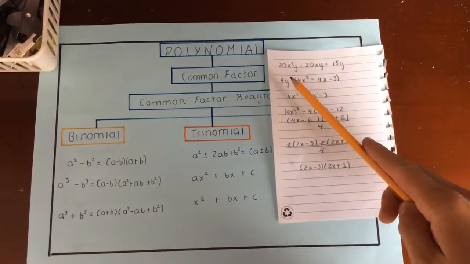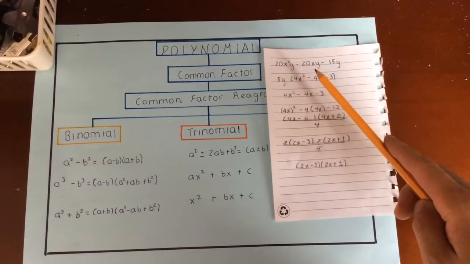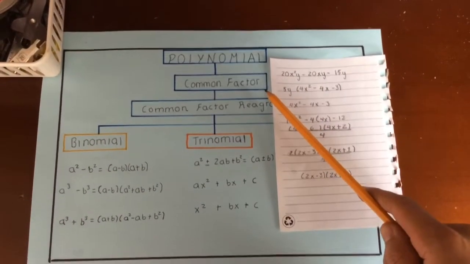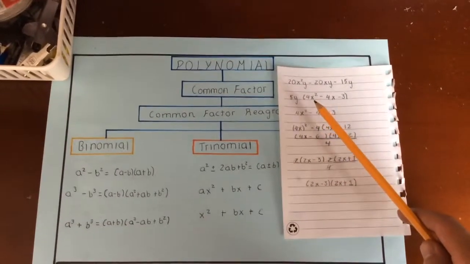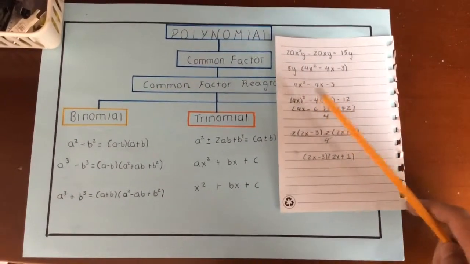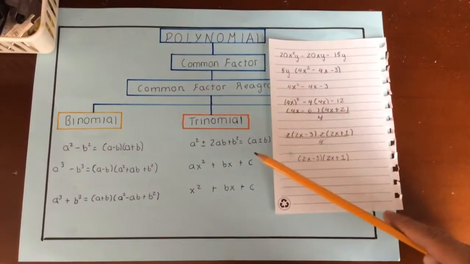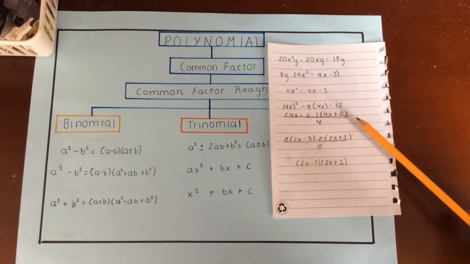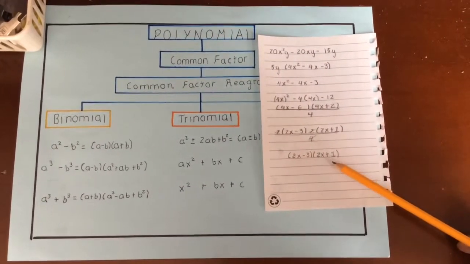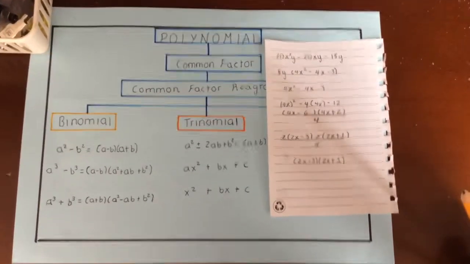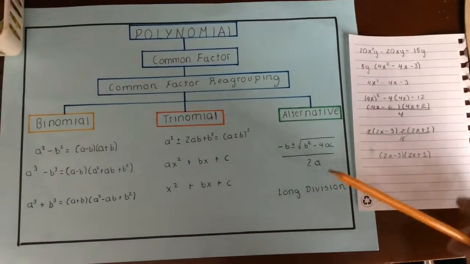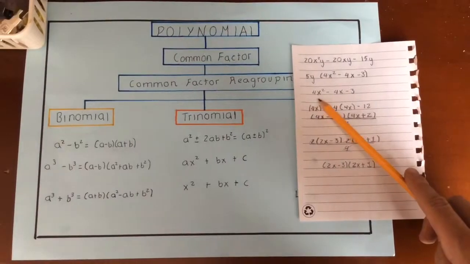The first question is 20x squared y minus 20xy minus 15y. The first thing we need to do is to notice if there is a common factor. As there is a common factor, we get as a result 4x squared minus 4x minus 3. This is a trinomial, so we can apply the Vieta method process where we did it here and get as a result this answer. But an alternative way could be by using the quadratic formula, as we have 3 terms, a, b, and c.